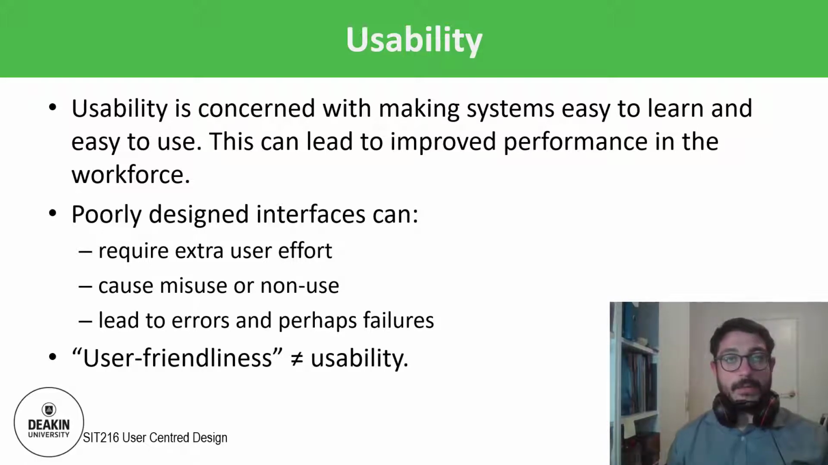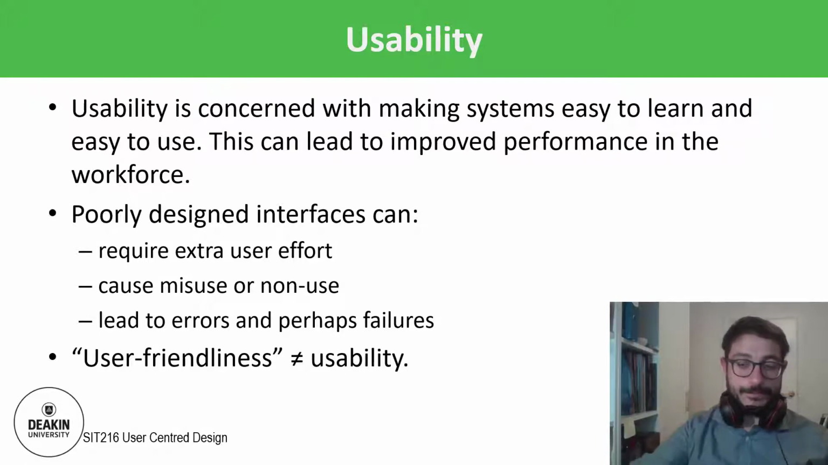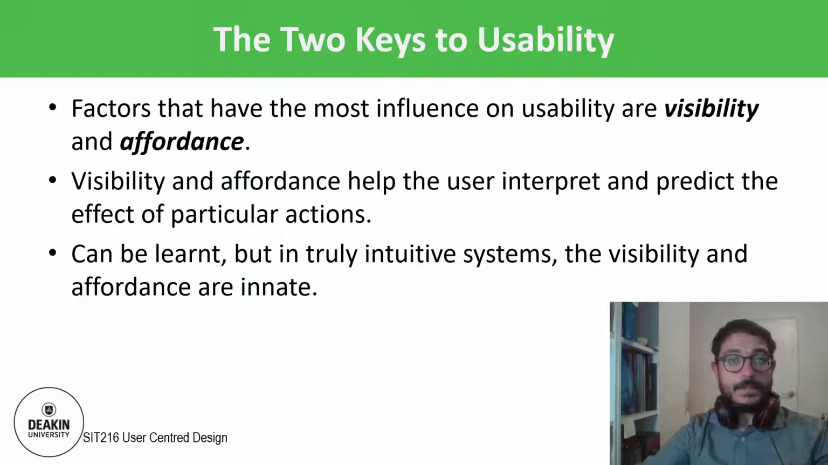And keep in mind one thing: user-friendliness is different from usability. The factors that have the most influence on usability are visibility and affordance. Visibility and affordance help the user interpret and predict the effect of particular actions. They can be learned, but in truly intuitive systems, the visibility and affordance are innate.